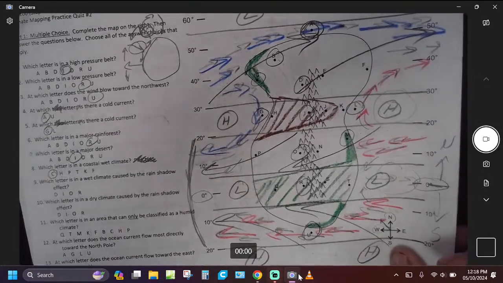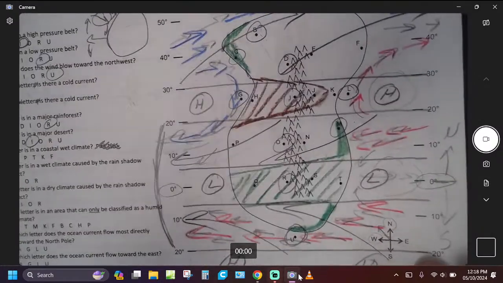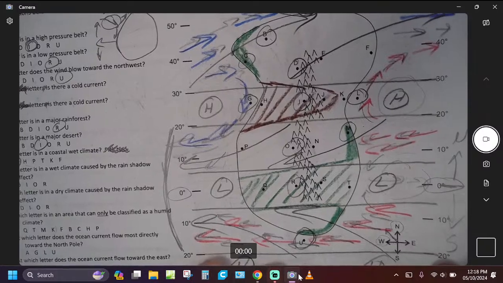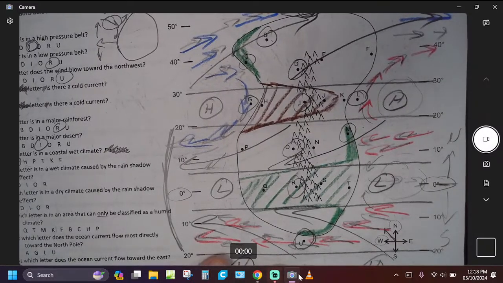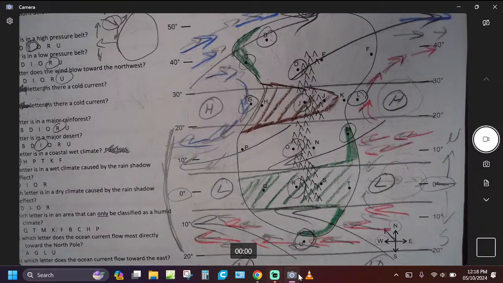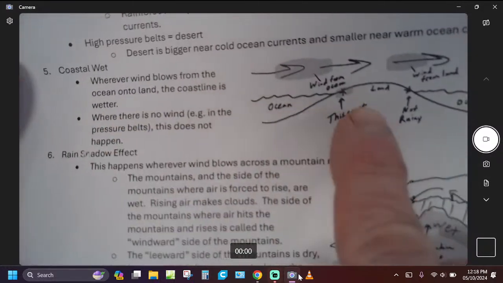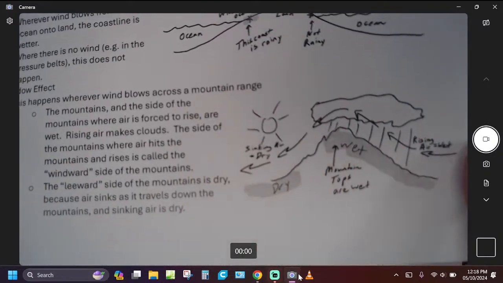So if you remember what the rain shadow effect is, how many places are there on this map that are going to be wet because of the rain shadow effect? There are 4 rain shadow effect places, but only 2 of them are wet. 2 are dry and 2 are wet. So the rain shadow, we just did coastal wet, by the way. I skipped over it. But the rain shadow is like this.